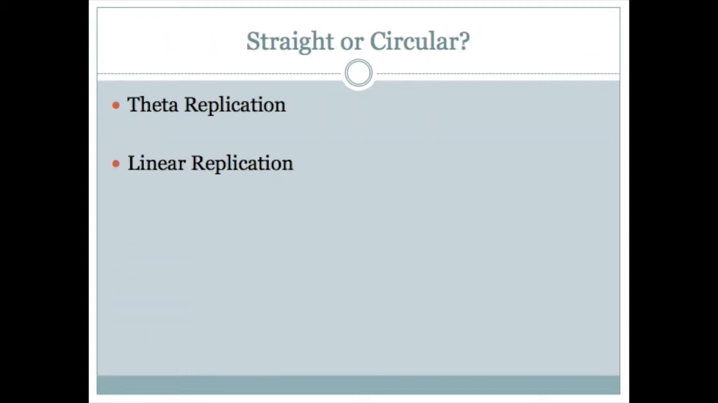Straight or circular? To date, no one has found any evidence for either conservative or dispersive DNA replication. Scientists have found, however, that semi-conservative replication can occur in different ways. For example, it may proceed in either a circular or a linear fashion, depending on chromosome shape.